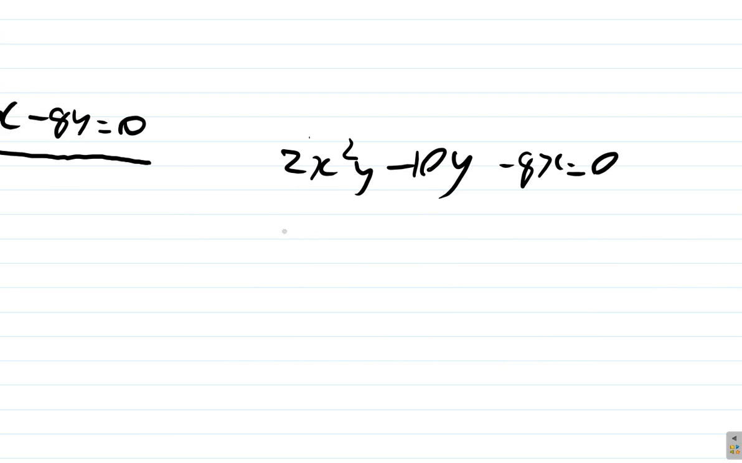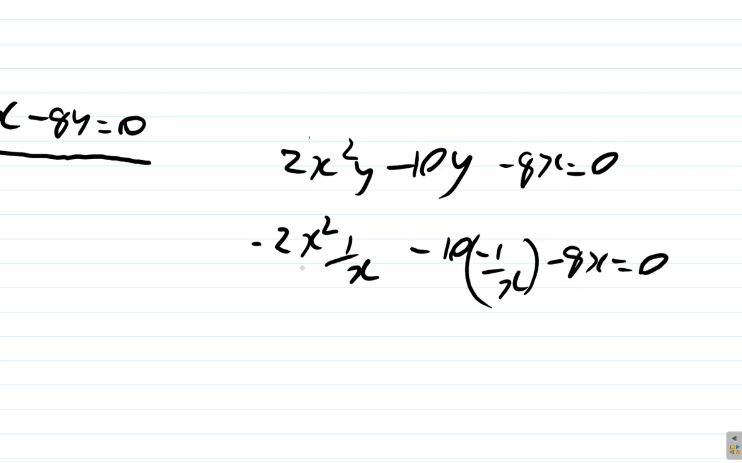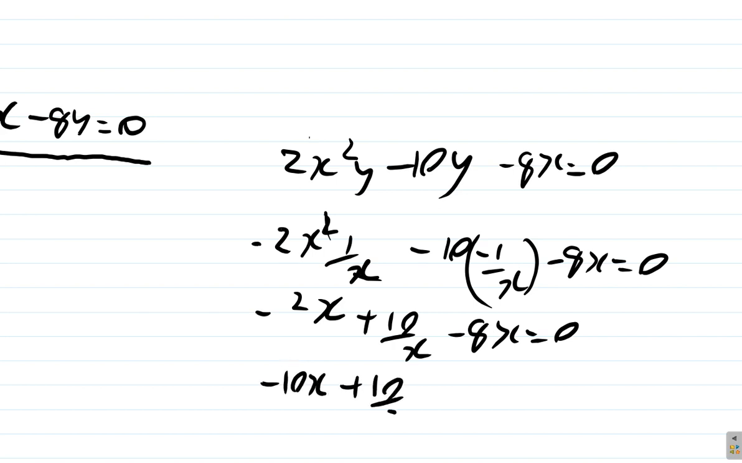So this would be 2x squared times negative 1 over x. Negative 1 over x minus 10. Y is equal to negative 1 over x. So it's negative 1 over x minus 8x would be 0. So we'll have negative 2x. X into x squared goes x times negative 2x. Plus 10 over x minus 8x would be 0. So when you do this, it will be negative 10x plus 10 over x equals 0.